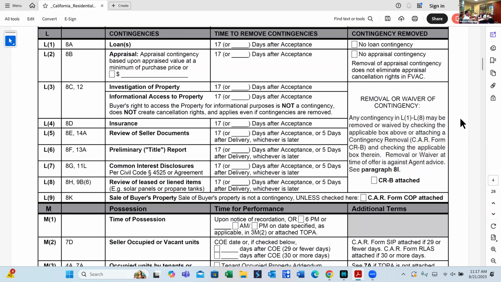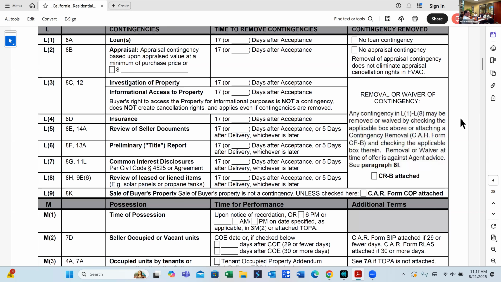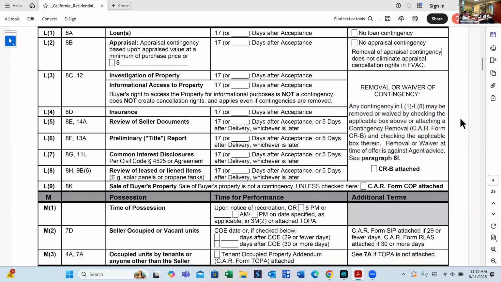Very good. So let's say we talked about appraisal, investigation of property, that's very broad. Physical inspections, something a lot of times you'll see in person. Actually, we always want the buyer to get a physical inspection, right? They hire an inspector.